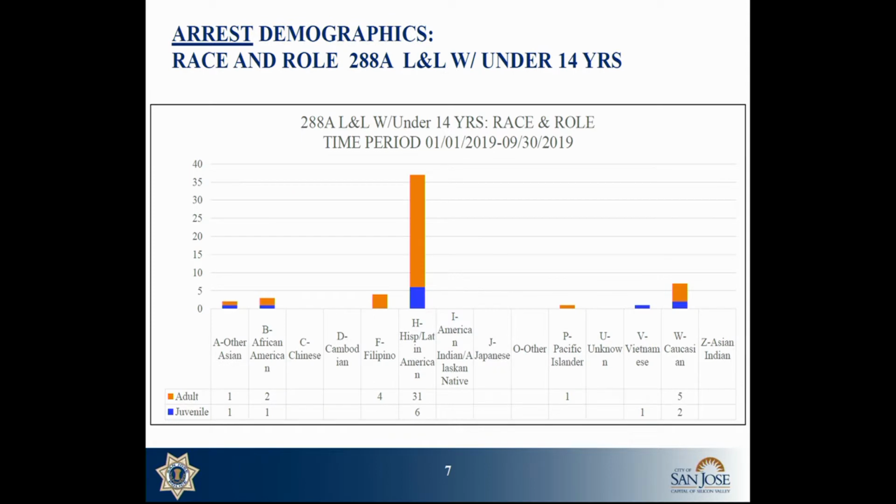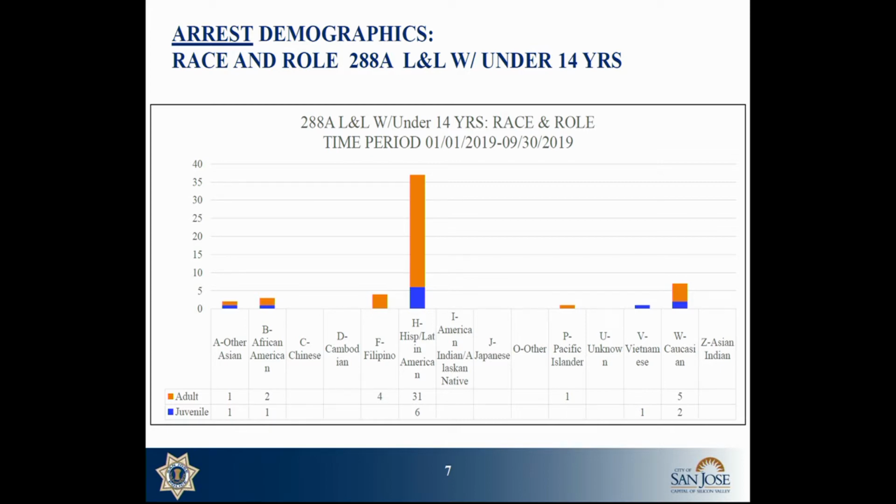So if you look at this slide, this is a slide that you folks saw last week. If we compare, these are the people for lewd and lascivious, this is 288A, so these are our lewd and lascivious on victims under the age of 14. This is a time period from the beginning of this year until the end of September, and this shows arrestee demographics. So you can see the racial breakdown, and if you look at the orange, that depicts how many of those arrestees were adult, and the blue depicts how many of those arrestees were juveniles. Like I said, this is the one you saw last week.